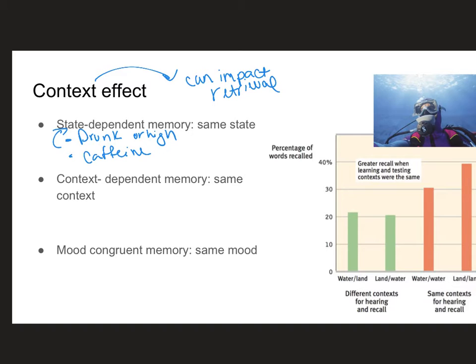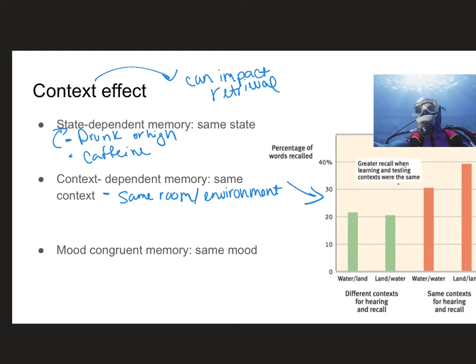Another type of context dependent is the actual context, the same context. So the same room or environment. And what we see here is an example of context memory, right? So there's a greater recall in learning and testing contexts that are the same.